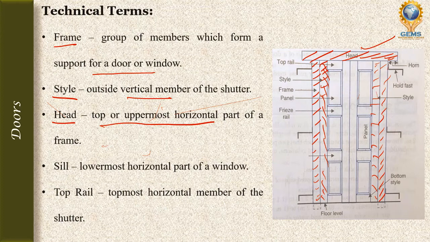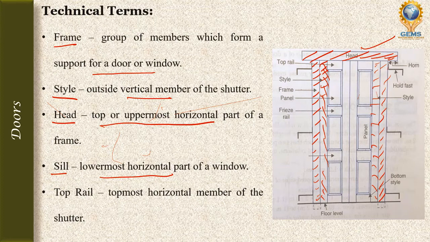Next is a sill. Sill we will have in a window, not in a door. So sill is the lowermost or bottom horizontal part of a window frame. The door frames are usually not provided with sills. Only windows will have the sills.